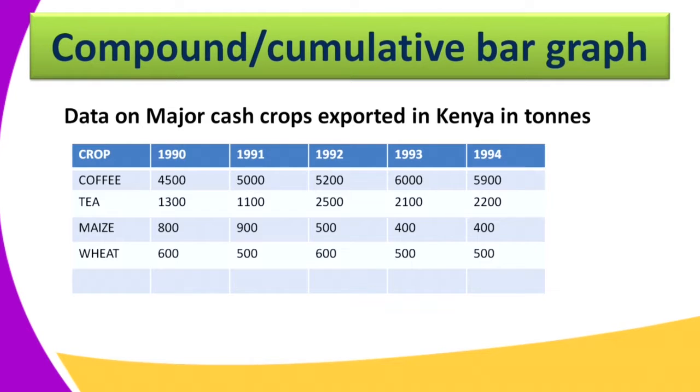In 1991, coffee was 5,000, tea 1,100, maize 900, wheat 500. In 1992, coffee was 5,200, tea was 2,500, maize was 500, wheat was 600. In 1993, coffee is 6,000, tea is 2,100, maize is 400, wheat is 500. In 1994, coffee is 5,900, tea is 2,200, maize is 400, wheat is 500. So this is the data that we require to make a cumulative bar graph.